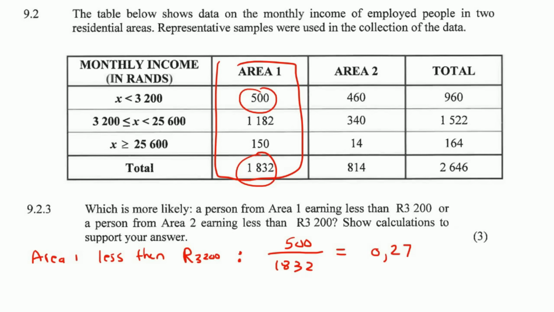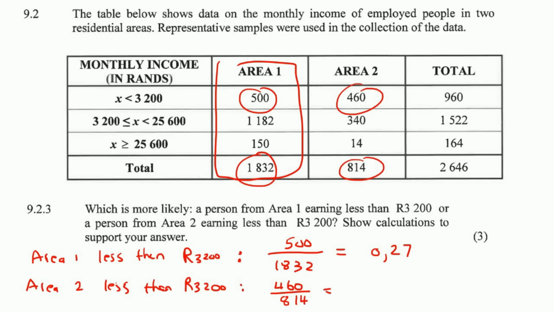Now we're going to do area 2, earning less than 3,200. That's going to be 460 people out of a total of 814. That's going to be quite a high decimal. And so that's going to give us 0.56. Okay, so which is more likely? It's definitely going to be a person from area 2. Therefore, more likely from area 2.